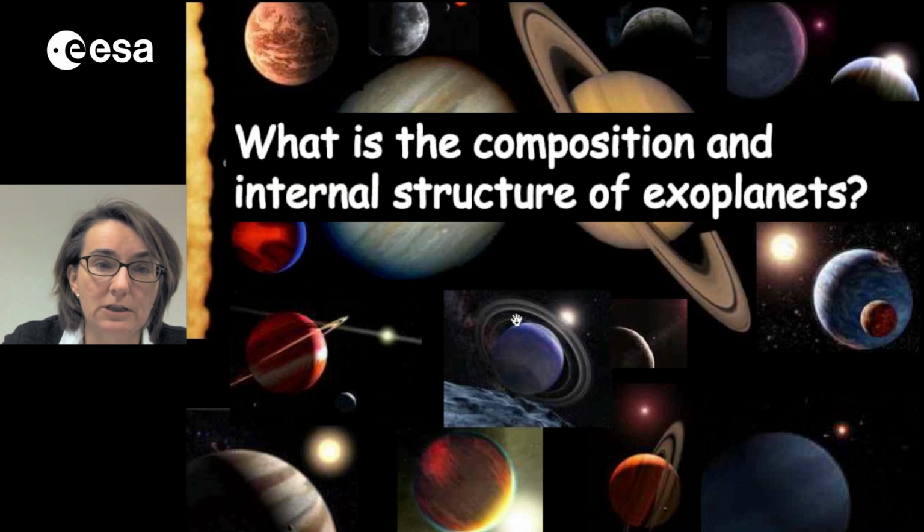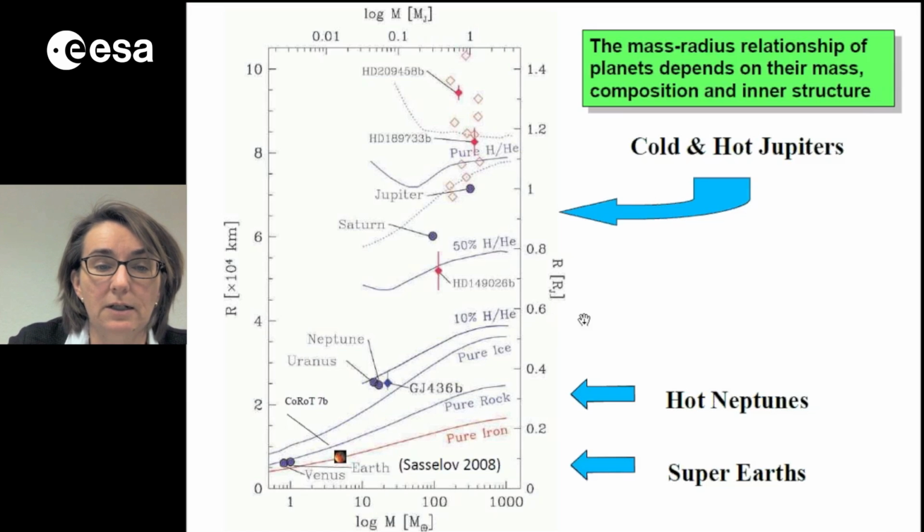So what's the composition and internal structure of these exoplanets? Well, to understand what these planets are like, you have to look at the masses and the radii. This is shown here. This is a mass-radius diagram, mass on the bottom, radius on the y-axis, and the lines here show the mass-radius relationship for planets of different composition. Let's start with a pure ice planet. If I take a certain mass of ice, I get a planet with a certain radius, and if I increase the mass, of course, the radius of the planet increases as well.